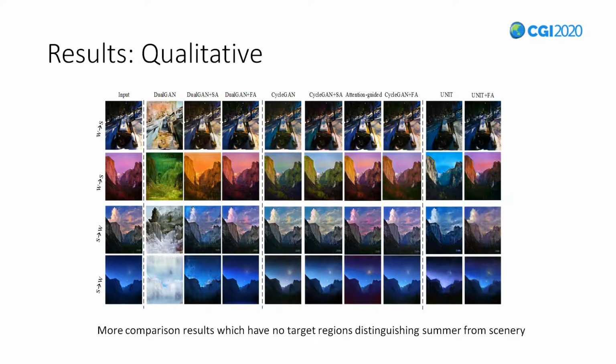We show more comparison results on the winter to summer dataset. It can be found that if the input image doesn't contain any target regions distinguishing summer from winter scenery, the added FA modules don't change any part of the images. In contrast, all other methods do change parts of the irrelevant regions more or less.